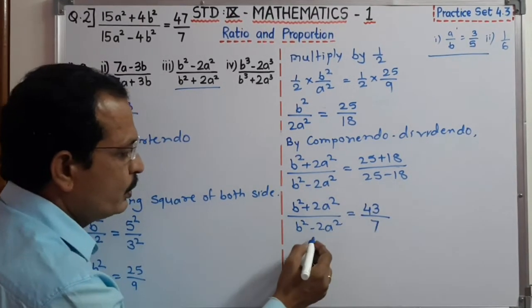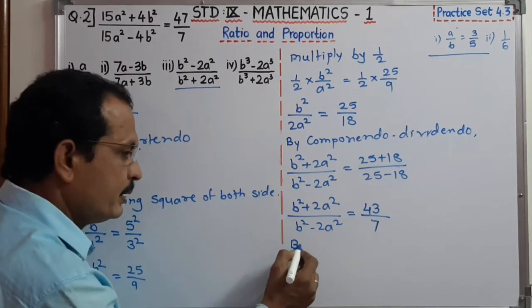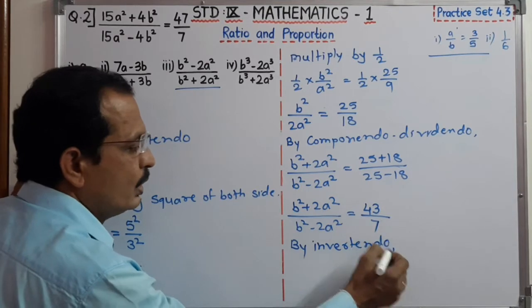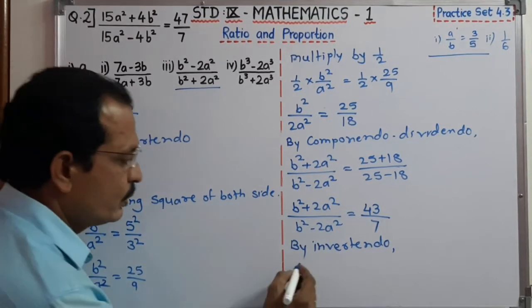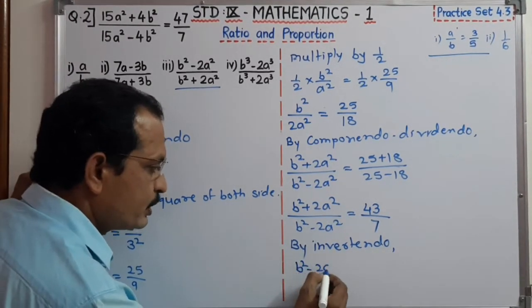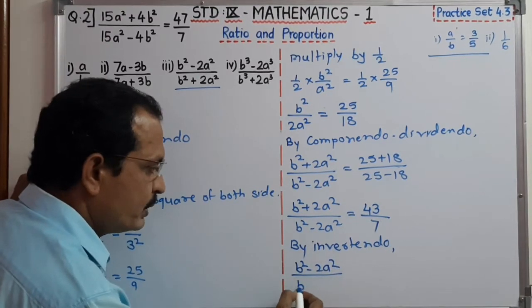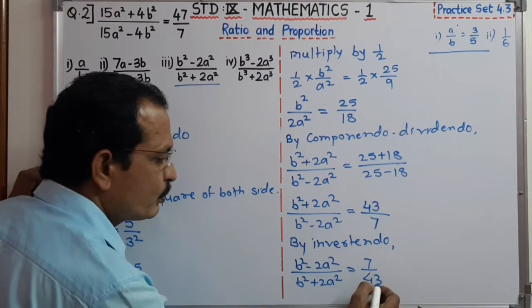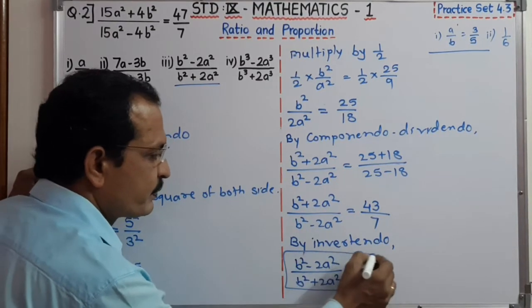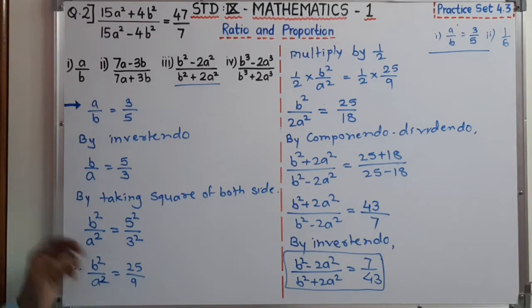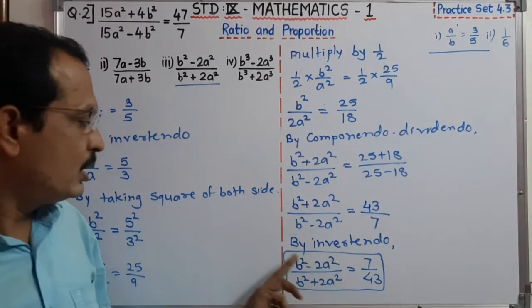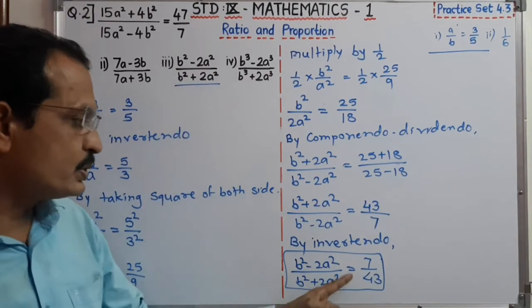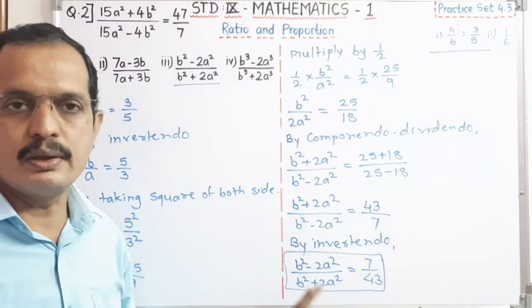Now, what we have to do? We have to apply invertendo. Therefore, b square minus 2a square upon b square plus 2a square is equal to 7 upon 43. Got it? Now, dear student, we got the value of this ratio, b square minus 2a square upon b square plus 2a square is equal to 7 upon 43.